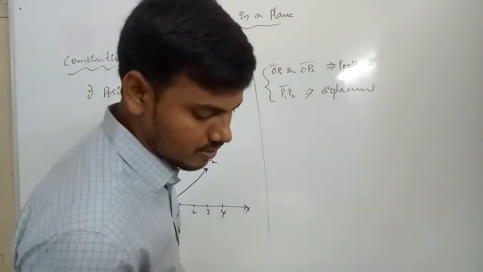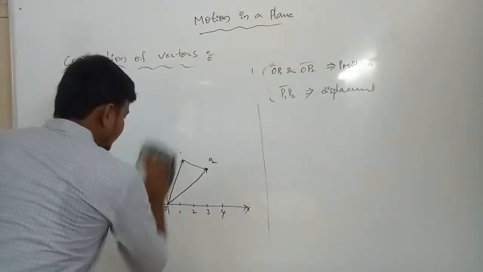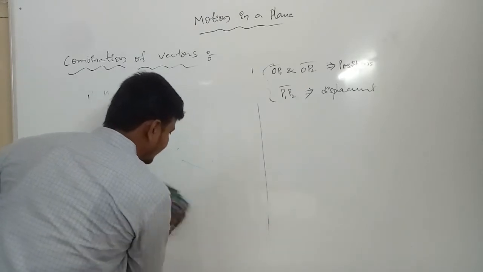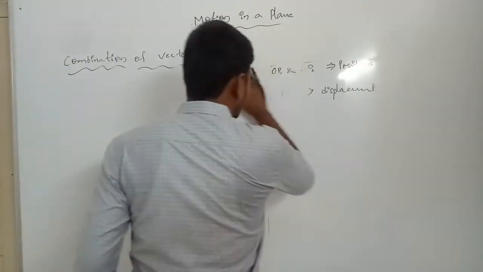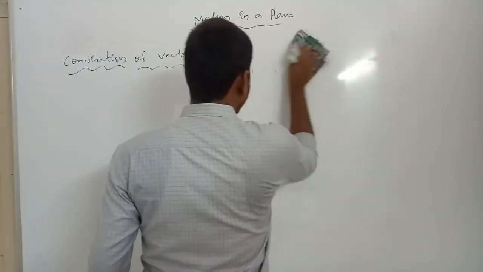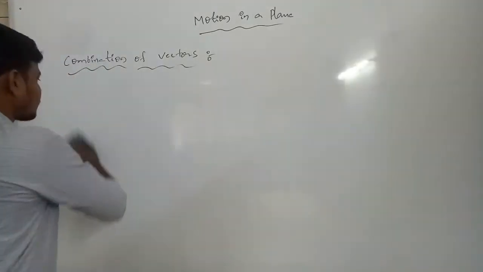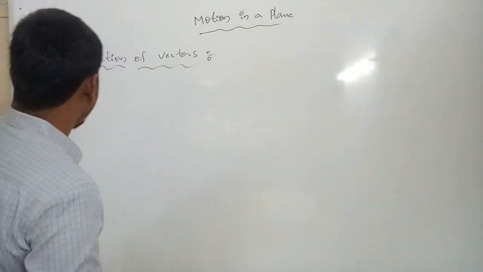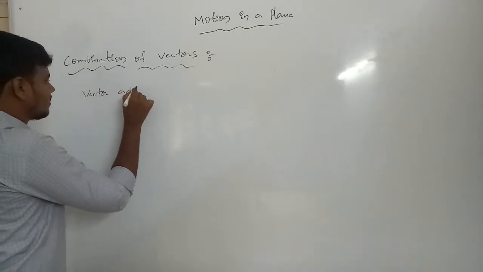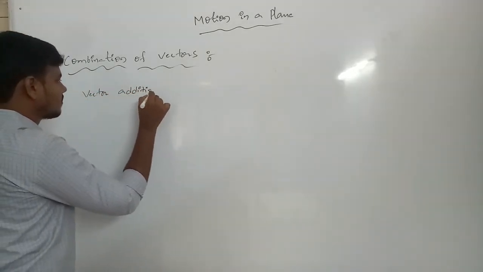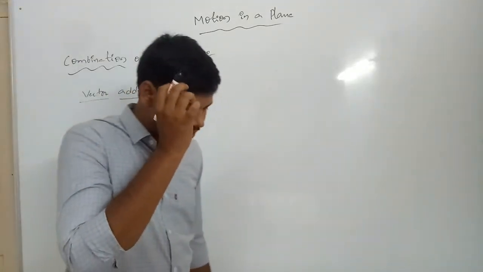The first one is vector addition. Now what is vector addition? Previously we introduced scalar addition, subtraction, division and multiplication of scalars. Now we introduce vector addition.